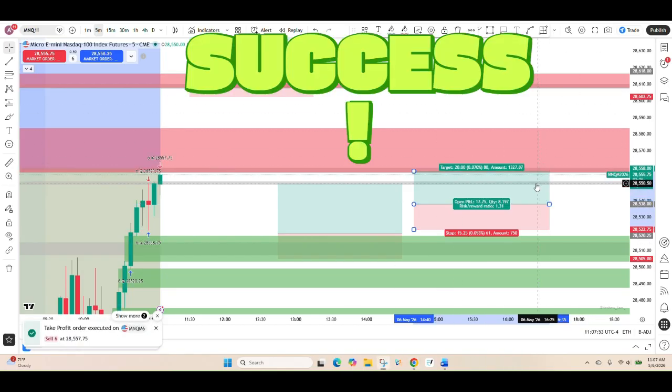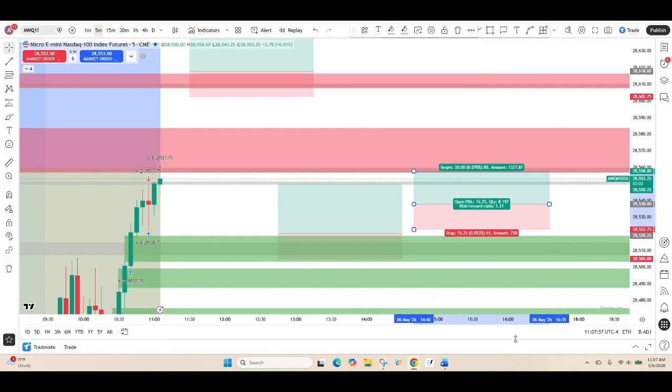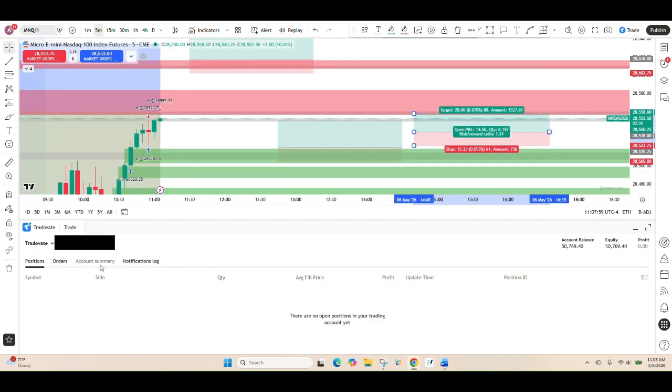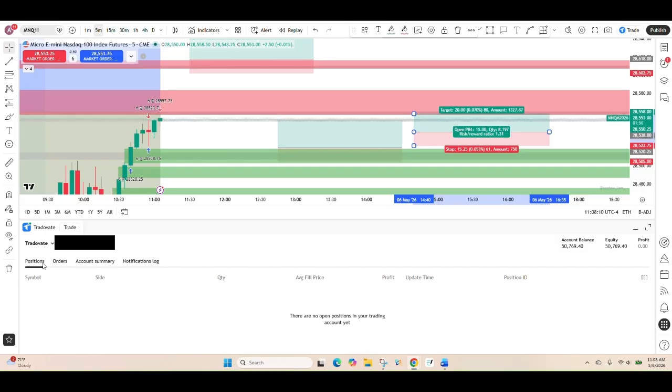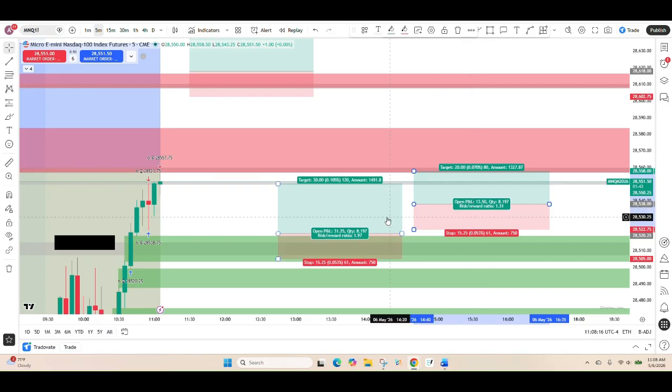Okay, so we were able to take profit here. So giving us a grand total profit today of $247. It's not the $360 that I wanted, or for like 100, but I will take it. So new account balance is $50,769.40. Oh, today was an interesting trading day.